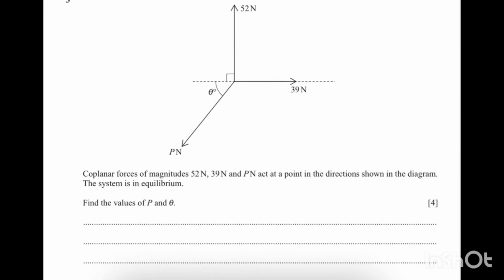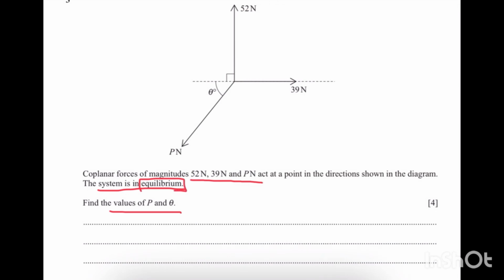Four planar forces of magnitude 52 newtons, 39 newtons, and p newtons act at a point in the directions shown in the diagram. The system is in equilibrium. Find the values of p and theta. So the key word in this question is equilibrium.